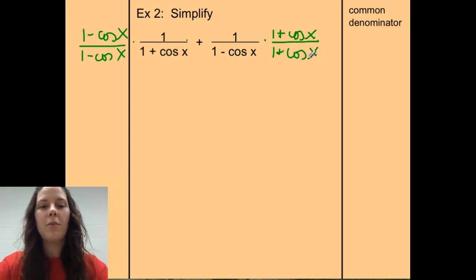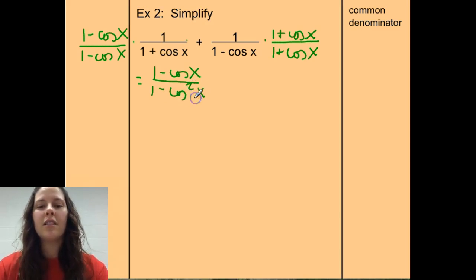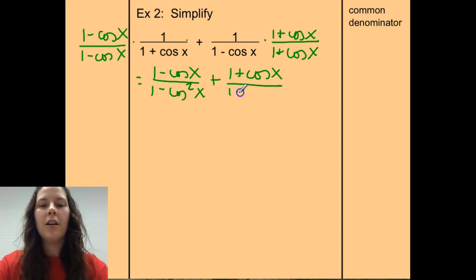In the numerator, multiplying by 1 doesn't change anything, so our first fraction we have 1 minus cosine x. In the denominator we have conjugates, so we get to shortcut this one instead of foiling. We've got the 1 times 1, and then the negative cosine x times positive cosine x is negative cosine squared x. Very similar on the second one, we've got 1 plus cosine x in the numerator over 1 minus cosine squared in the denominator. Adding our fractions together, our negative cosine x and positive cosine x in the numerator cancel, leaving us with 1 plus 1, which is 2, over 1 minus cosine squared x.